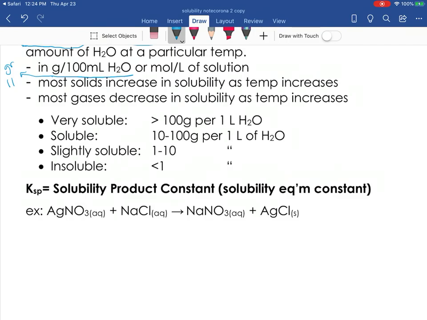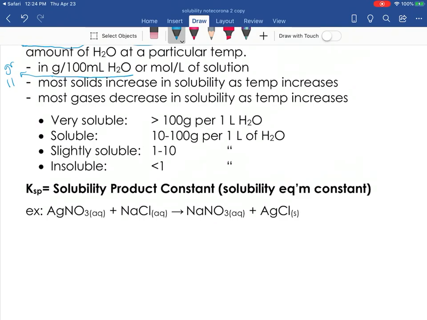Okay, so last year, another thing you had to do was predict whether something was going to be insoluble or not. So for example, this double displacement reaction given here is silver nitrate and sodium chloride makes sodium nitrate and silver chloride. You would have switched the partners, the 2 reactants were aqueous, and then you had to use the solubility table to make silver chloride.